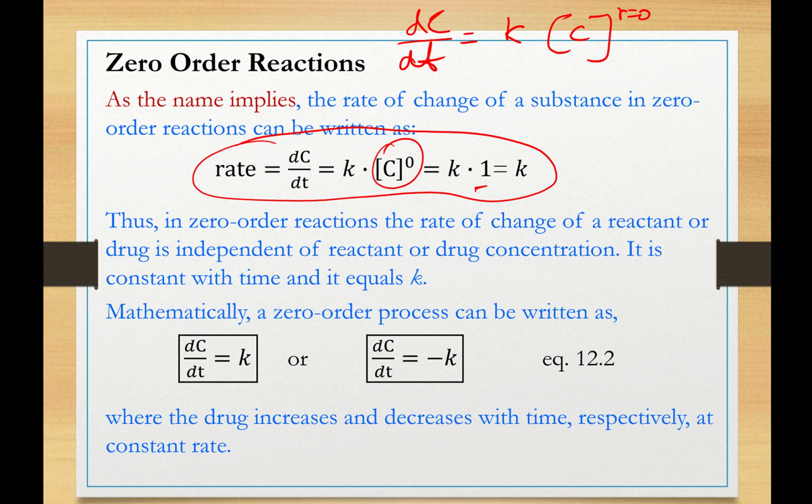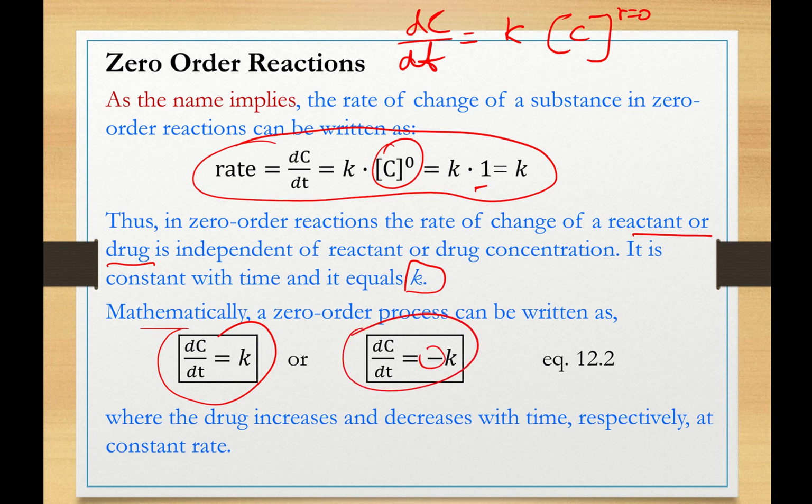In zero-order reactions, the rate of change of a reactant, or a drug in this case, since we study drugs, is independent of the reactant or drug concentration. That's very important. So regardless of the concentration of the drug, the rate of change or the rate of the reaction is always constant and is equal to k. Now, if the concentration of the drug increases with time, then I have plus k. If the concentration of the drug decreases with time, then I have a minus k or a negative k, okay?